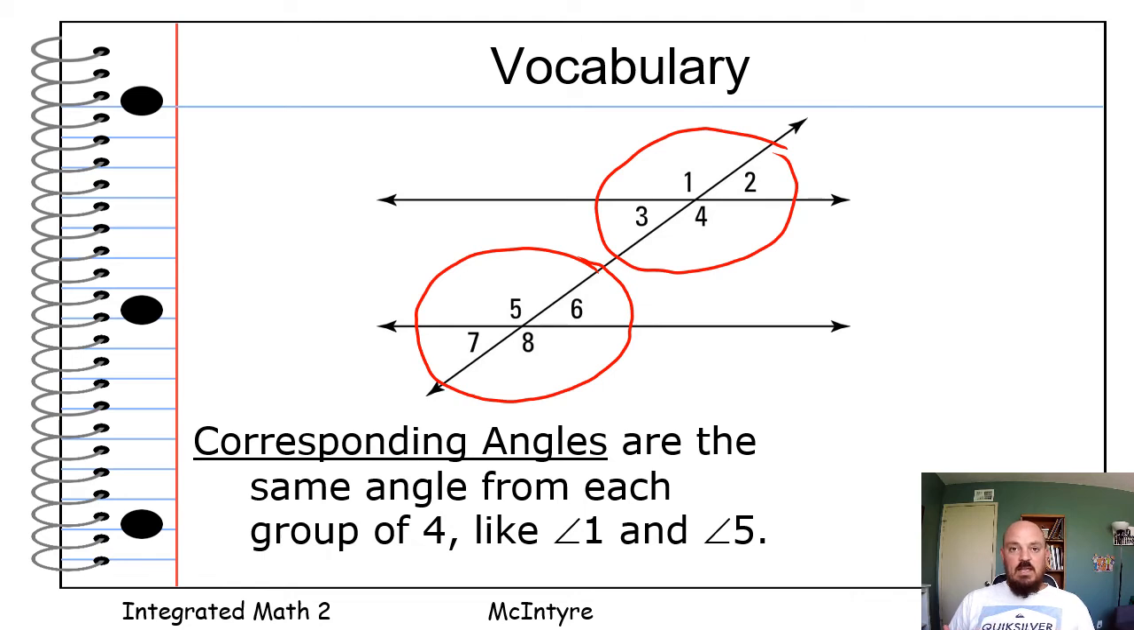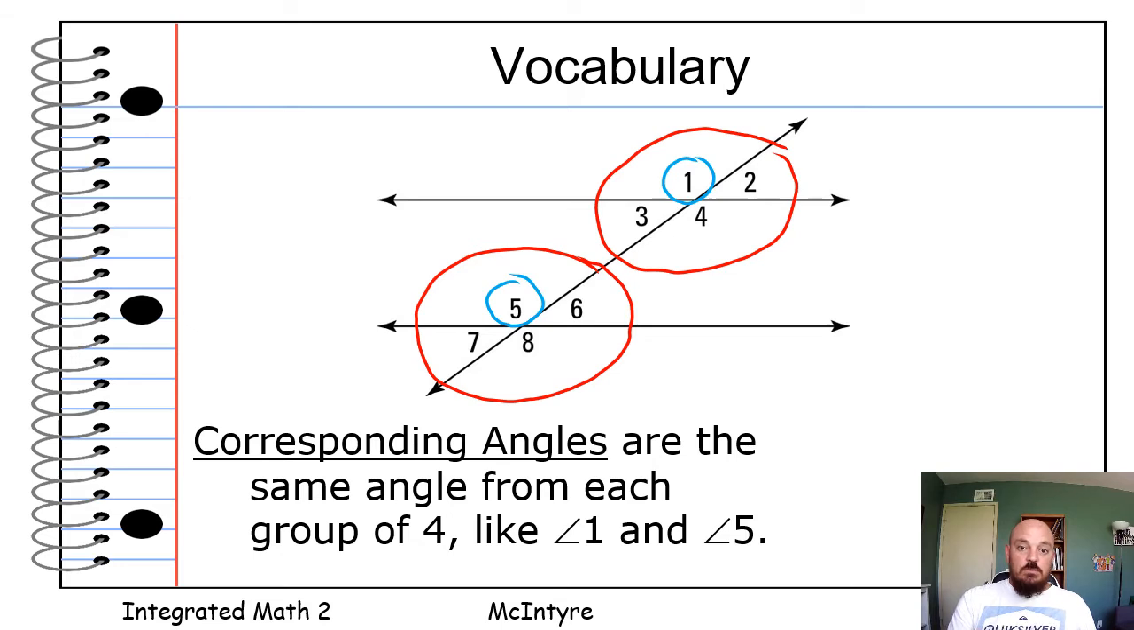Now, corresponding angles means you pick one angle from each group of 4, and it's the same one, like in the same spot. You could think of it in this picture as a top right angle, a top left, a bottom right and a bottom left. So in the notes, the example I gave you was angle 1 and angle 5. So I said angle 1 right here, and angle 5 right here. Those are called corresponding angles because it's the same one from each group of 4. It's basically the top left angle.